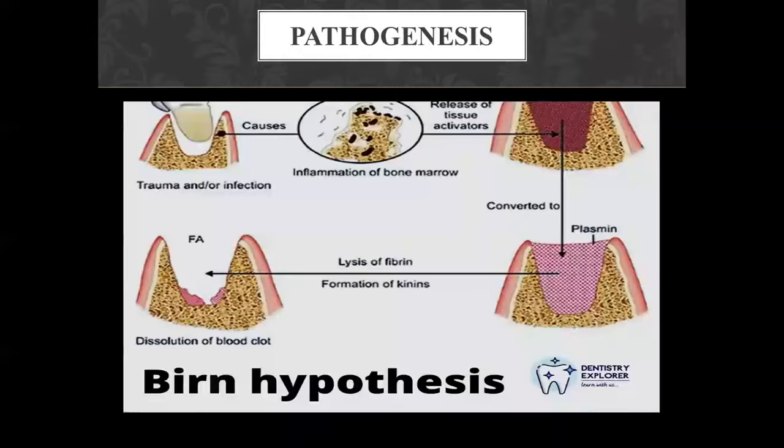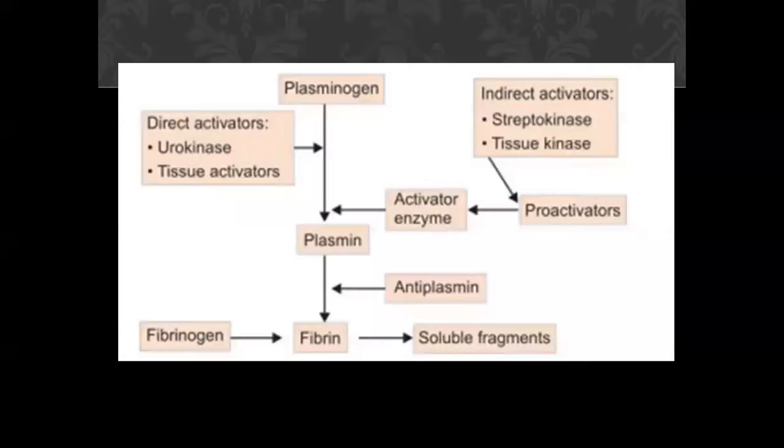So just remember, the concept of dry socket is that it develops due to partial or complete disintegration of the blood clot. Coming to the pathogenesis, according to Byrne's hypothesis, and we have to remember Byrne is the one who gave the hypothesis for dry socket, trauma or infection causes inflammation of the bone, and as a result there is a release of tissue activators, which convert plasminogen into plasmin, which in turn converts fibrinogen into fibrin, leading to the dissolution of the blood clot. So one should know the mechanism behind it.